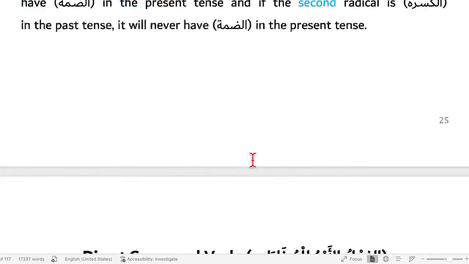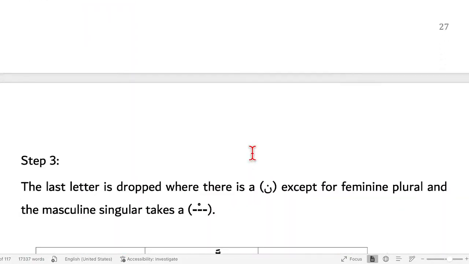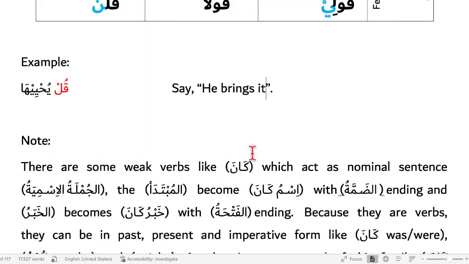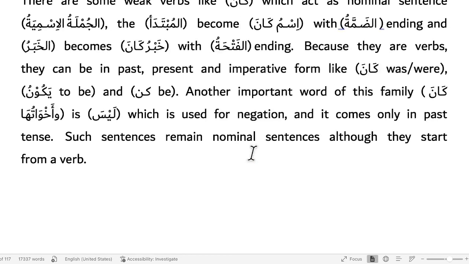Similarly, yakunu, you can form the same: yakunu, yakunani, yakununa. Similarly you can conjugate it, but this acts as a jumla ismiya. Of the sisters of kana, there are I think 12 or 13, but the important ones are kana and laysa.